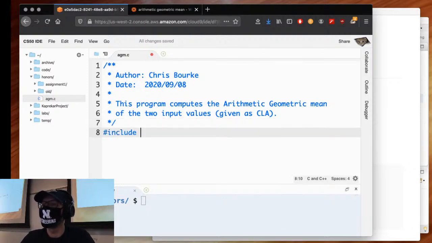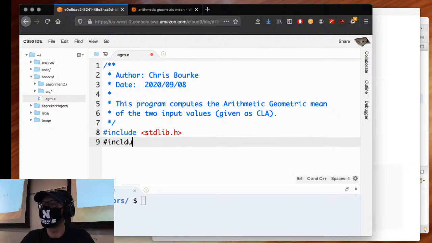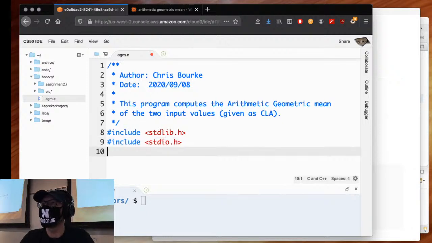We'll include the standard library, as is best practice. We'll include the standard input-output library. And if we're going to be doing square roots all over the place, what else do we need to include? The math library.